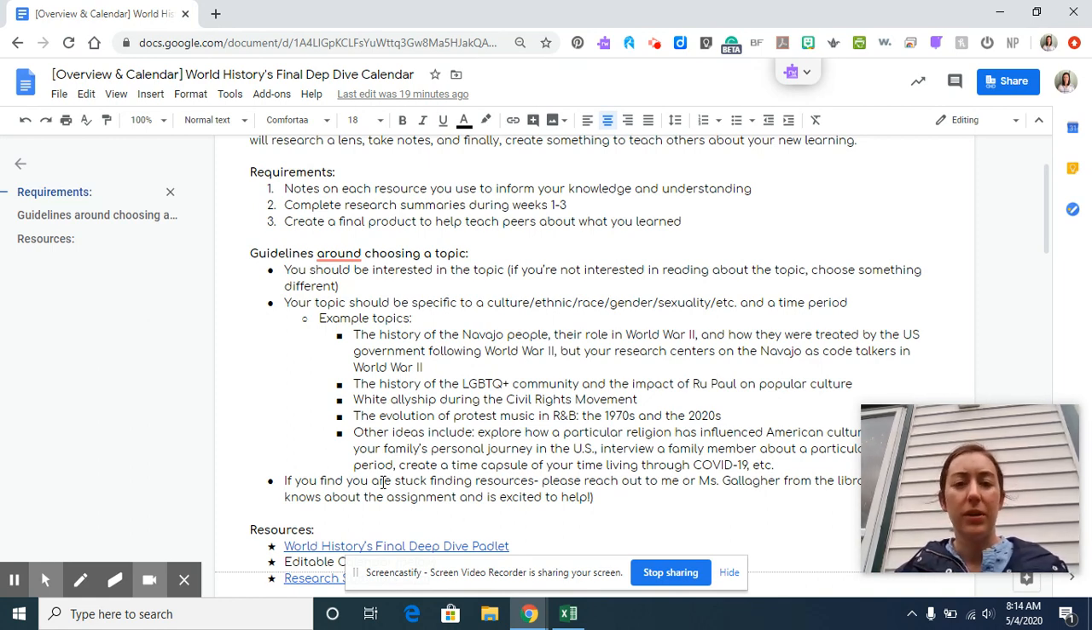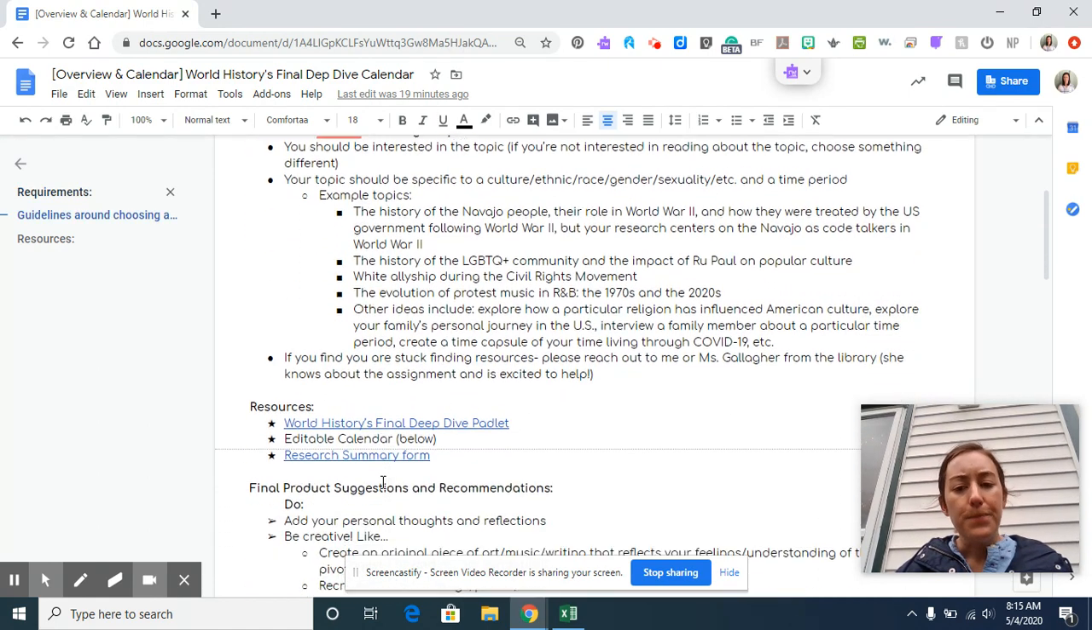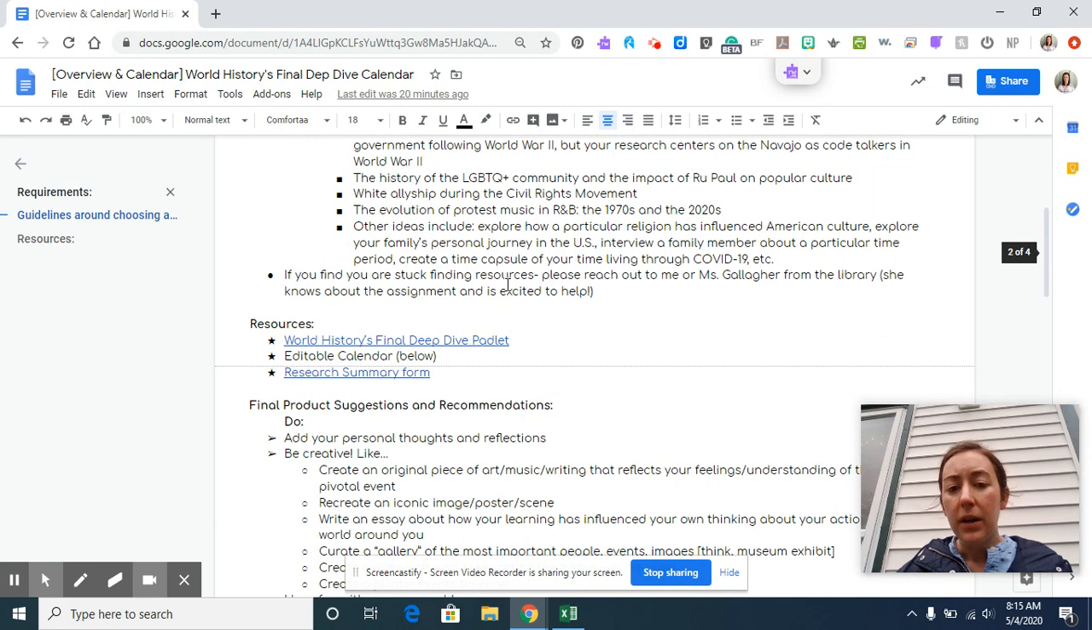White allyship during the Civil Rights Movement. You could look at protest movements. You could look at your own family history. You could look at refugee resettlement in Burlington. There are so many topics, and we can talk more about that one-on-one if you're starting to think about what you want to do. As a reminder, Miss Gallagher from the library is also helping with this project. If you have any questions, she knows what's happening and can help find some research for you as well.